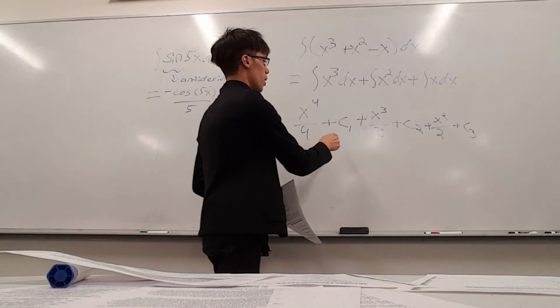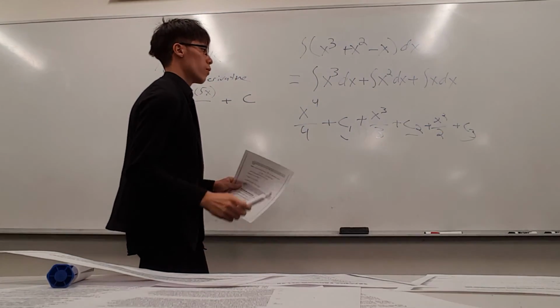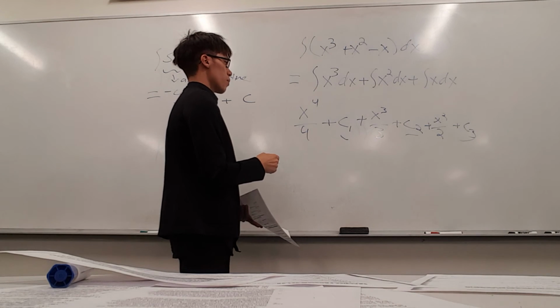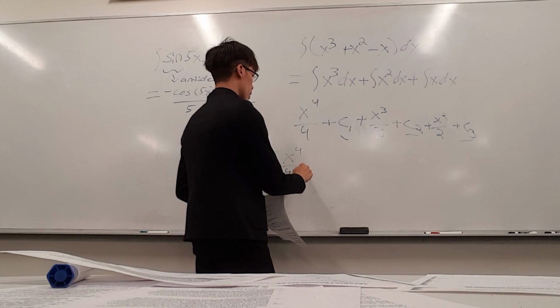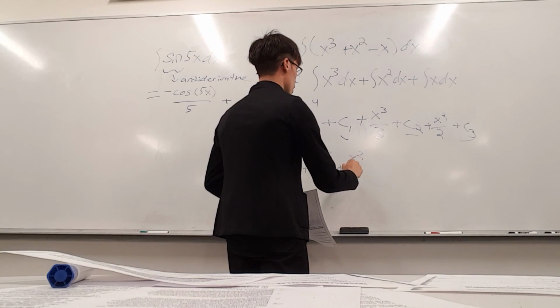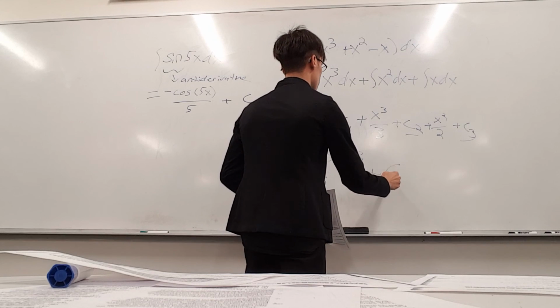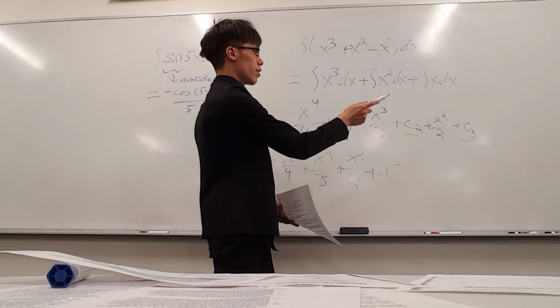But since these are arbitrary constants, we can combine them all into one big constant, let's call it just big C. So this is going to be left with x to the 4th over 4 plus x to the 3 over 3 plus x squared over 2 plus some big constant, where C is equal to c1 plus c2 plus c3.